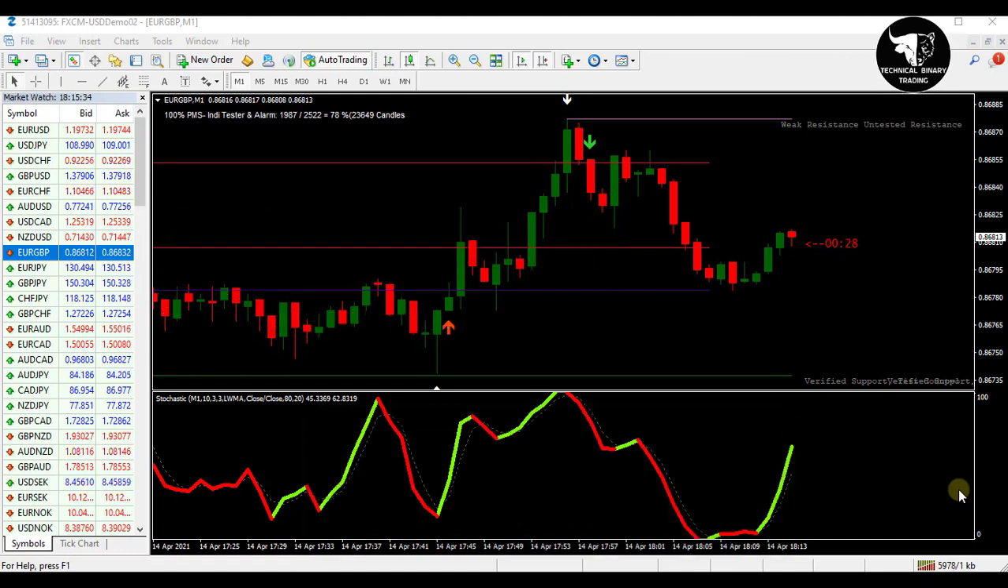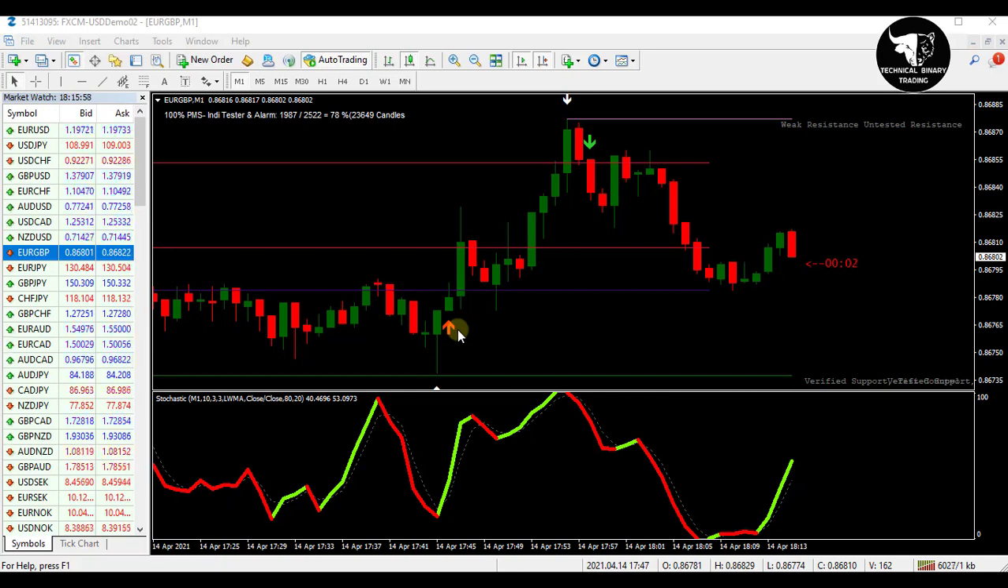So let's look at the indicator. On the chart, support and resistance lines are clearly visible, and on the resistance line you can see the white arrow, which means the candle has touched the temporary or verified resistance level. The green arrow will allow you to take a down trade.